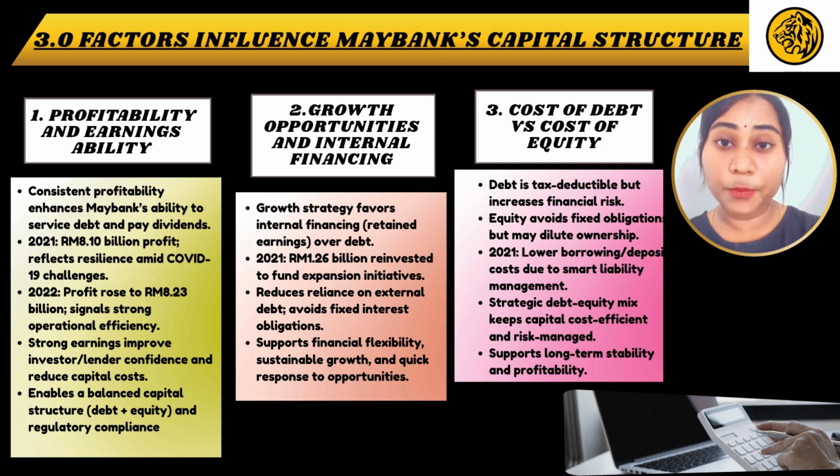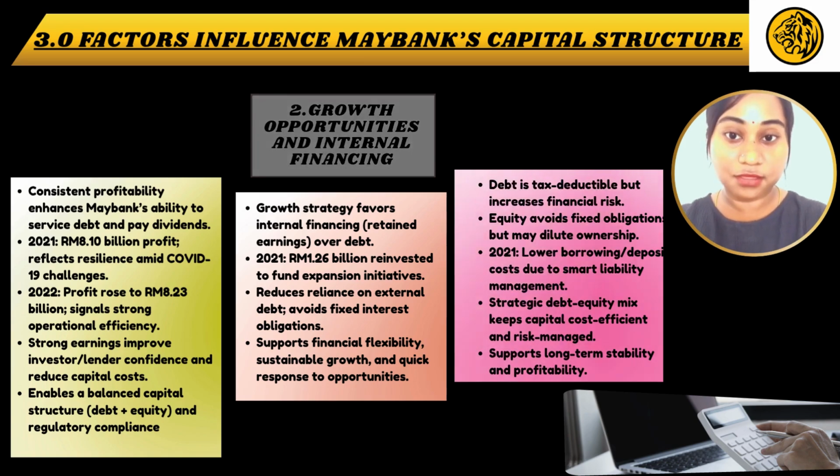For example, 1.2 billion was reinvested in 2021. This reduced reliance on borrowing, avoids interest obligations, and allows greater flexibility in responding to opportunities. The third one is cost of debt versus equity. Debt can be cheaper due to a tax benefit but increases risk. Equity avoids fixed payments but can dilute ownership. In 2021, Maybank reduced borrowing costs through smart liability management, maintaining a cost-efficient and low-risk capital structure.